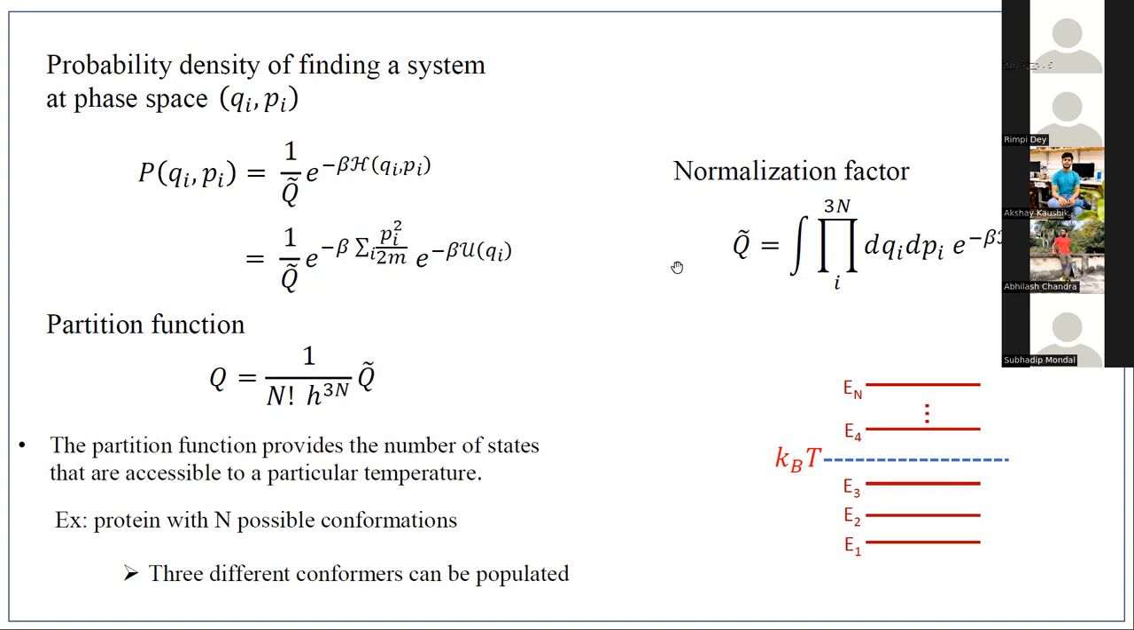Now, what is this normalization factor? This normalization factor covers all possible conformations of the system. So we can express the normalization factor by this equation. And this is related to the partition function by the following equation, where h is Planck's constant. And we know that the partition function provides the number of states that are accessible at a particular temperature. So for example, for a protein with n possible conformations and energy states E1, E2, E3, E4, and so on, and kBT as the thermal energy, only these three energy states are populated at this given temperature. So we can say the partition function is equal to 3.